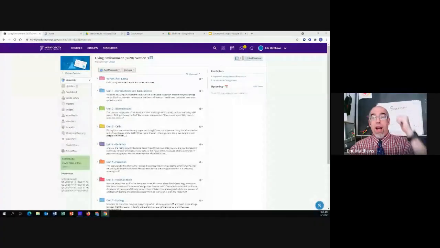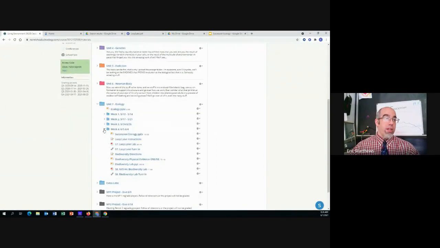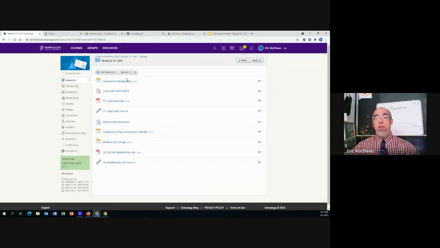So let me show and explain to you how we do the Loop Lake lab. Now, if you follow along on this, then I will cover almost the whole lab for you. So it's really not complicated if you follow. So, all right, here we are in Schoology. We are down in unit number 7 in week number 4, the 1st to the 4th of June. You'll notice we have the whole week lined up for us, and most of it will be from biodiversity directions down, our 4th and final state lab.